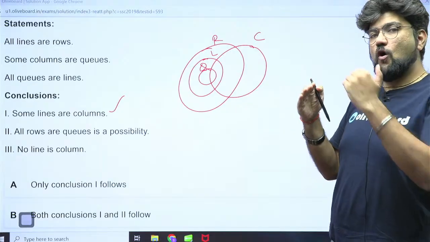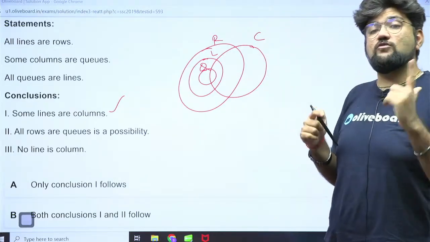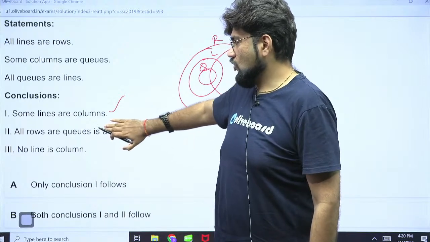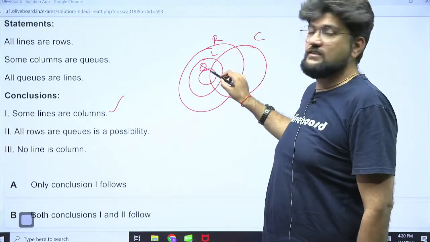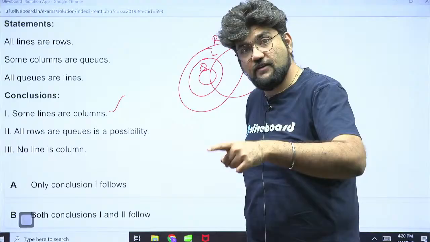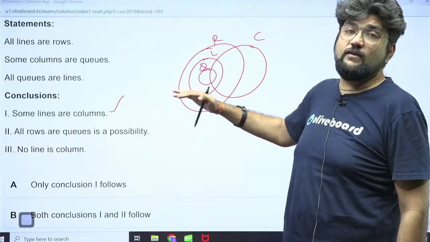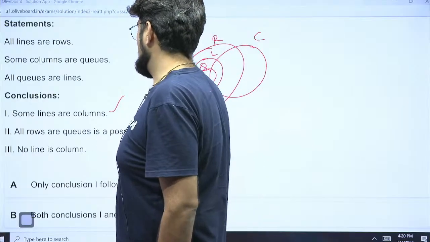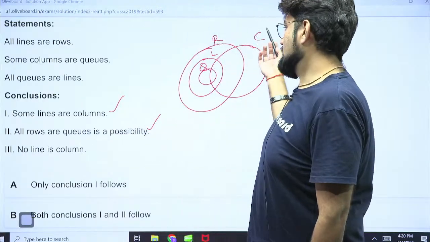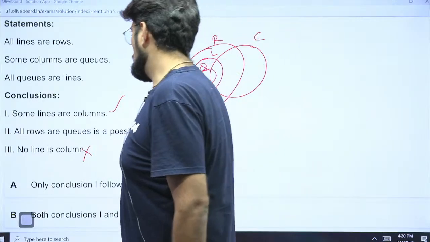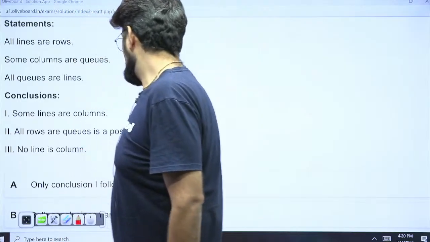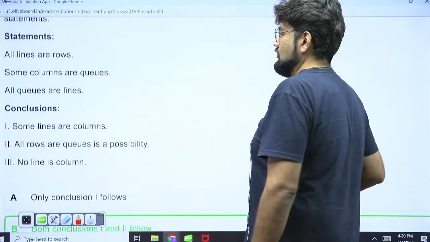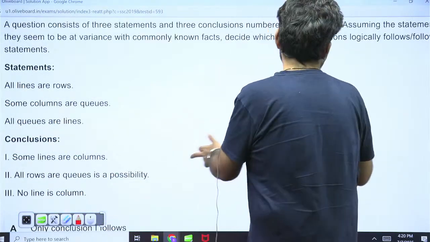If there is a relationship of all from A to B, from B to A, all is always a possibility. Right? The other way is if I drop this possibility, all rows are queues, then you will say no, it's false. Whatever is not definitely false has a high possibility of being true in this case. So this is also correct. No line is column. No, I cannot say that. So only 1 and 2 follow. Only conclusions 1 and 2 follow. Okay. Next.